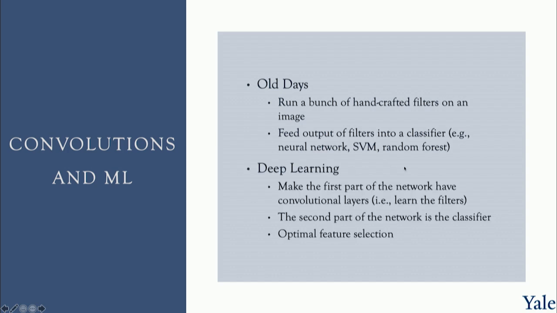Now with deep learning, we design networks which perform both the convolutions and the classification together. So we make the first part of the network have the convolutional layers, where we're actually going to learn the weights of the filter according to the data. In the second part of the network, this is the classifier, which is going to take the output from the convolutional layers. And the weights for the convolutional layers and the classifier model are going to be learned together based on the training data. And in this way, the optimal features can be selected for the specific classification problem.